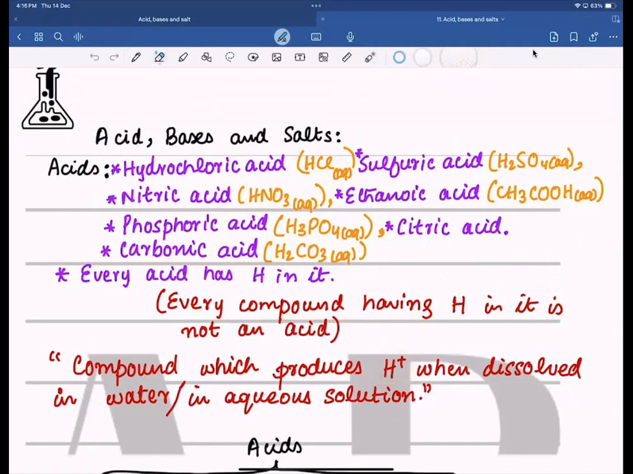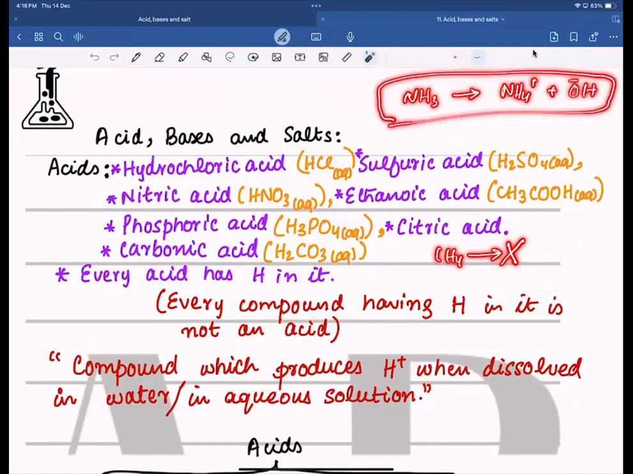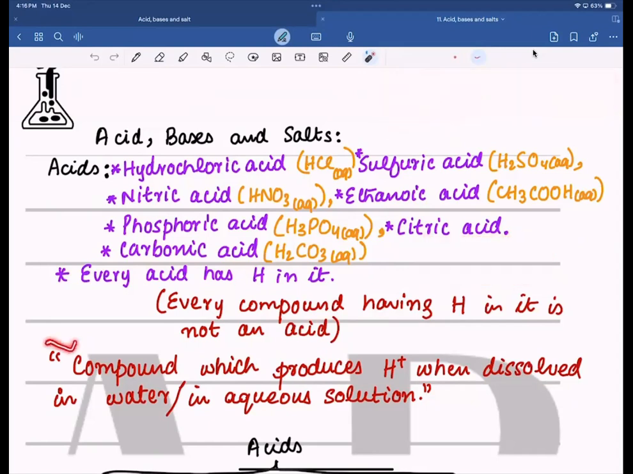If I dissolve methane in water, it doesn't dissolve. If I dissolve ammonia in water, ammonia basically forms an NH4 positive ion and a hydroxide ion. So no hydrogen ion is produced, and that's why these are not acids. So what are actually acids? If the examiner asks you to define the term acid, you are going to write this statement: compounds which produce hydrogen ions when dissolved in water or in aqueous solution. Is this understandable to all of you? Yes, Manahil, Khatija, Sania.